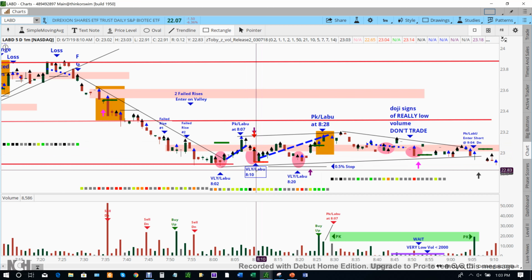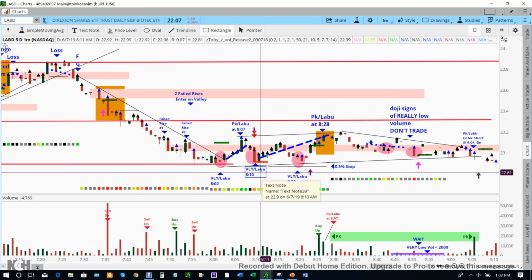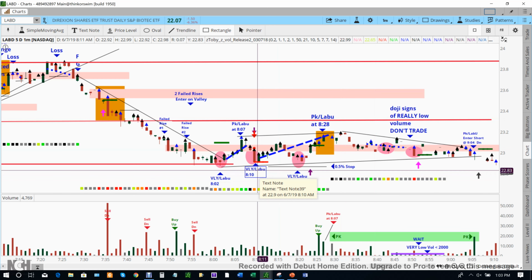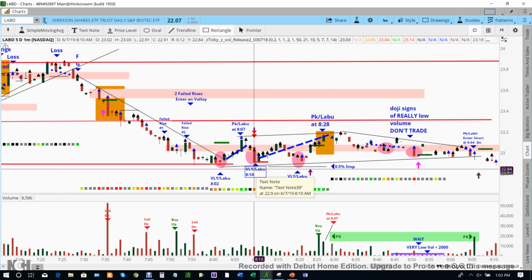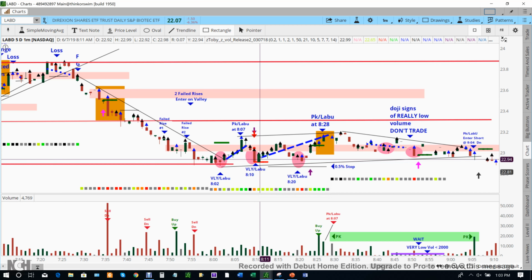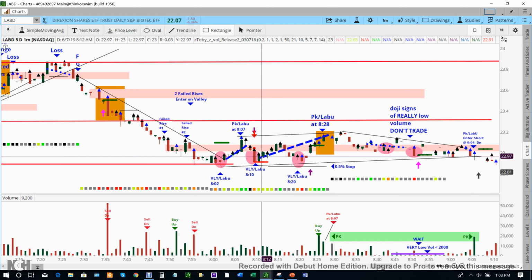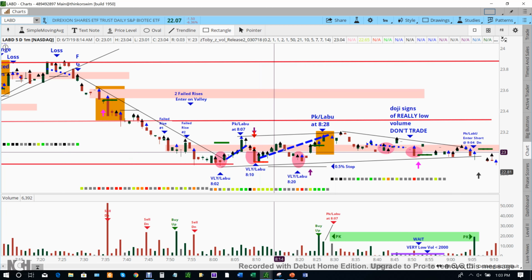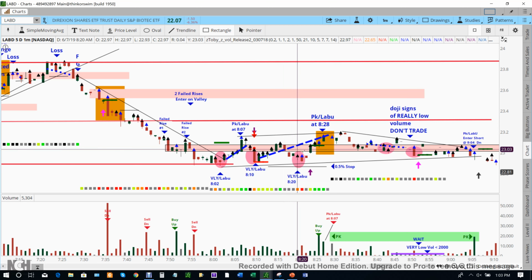Now on this one, again we're looking at LabD on the screen here, but LabU, the reverse ETF, says that there is a valley at 8:10. So we get in the next minute, which is 8:11, in this candle somewhere. And then the price starts going up, and then it drops, and we're like, oh crap, we're going to lose money.